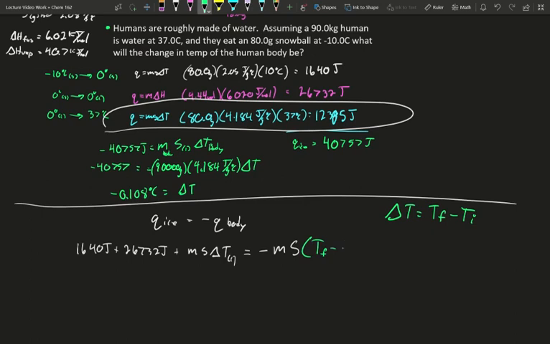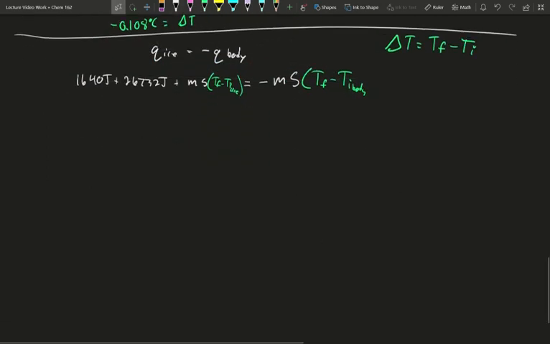Temp final minus temp initial body. And over here, we're going to find that that is temp final minus temp initial ice. This actually lets us calculate out what that final temp will be instead of ignoring the fact that we brought ice up to 37, even though the body got a little colder than that. So let's actually solve it precisely here.